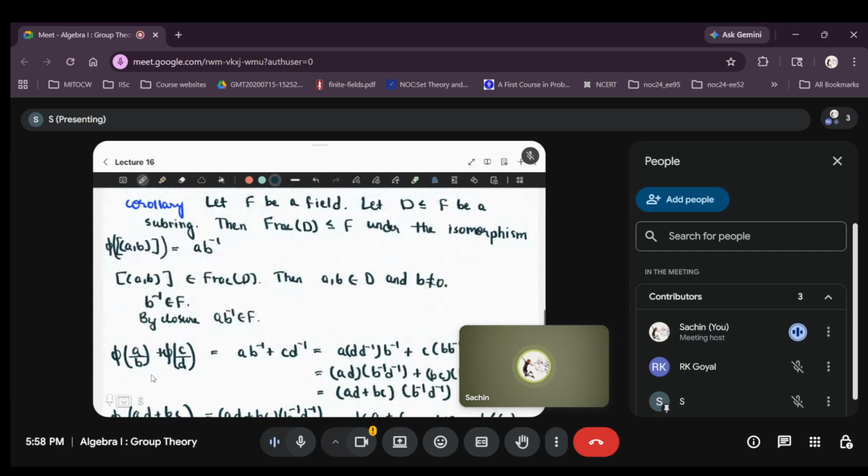What you do is you already have a field. You identify a subring within that field. Then you construct a field of fractions from that subring. You don't actually get a completely new field. Right? This Frac D that I have, it has nothing to do with F, right? The way I constructed Frac D.